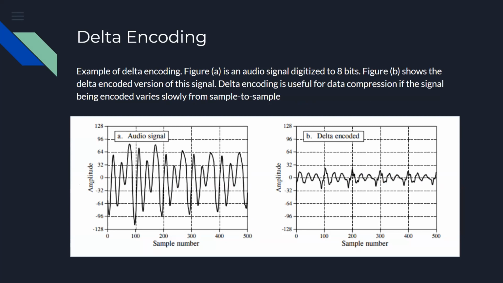This is not the case for ASCII text and executable code. However, it is very common when the file represents a signal. For instance, figure A shows an audio signal digitized to 8 bits, where each sample is between -127 and 127. And figure B shows the delta encoded version of the signal. The key feature is that the delta encoded signal has a lower amplitude than the original signal.